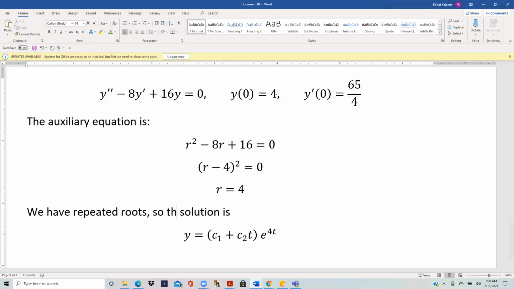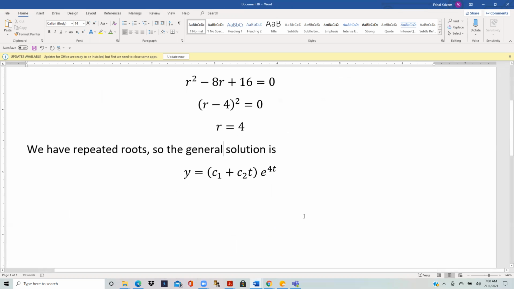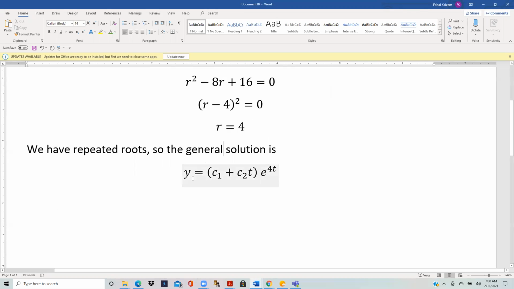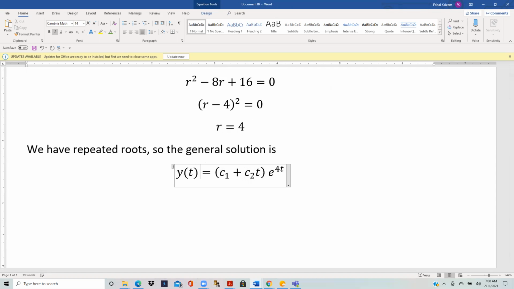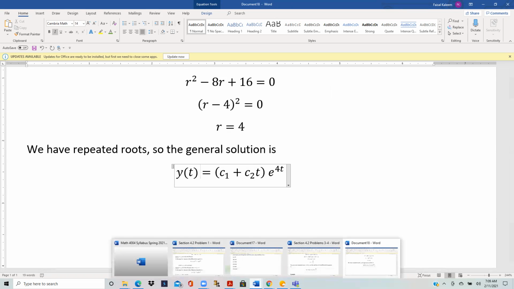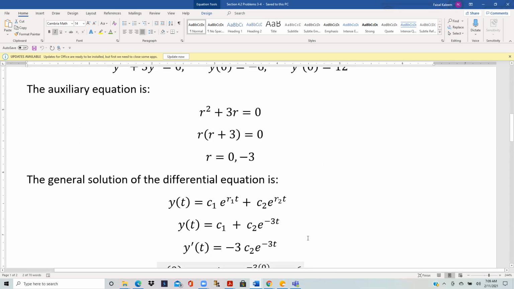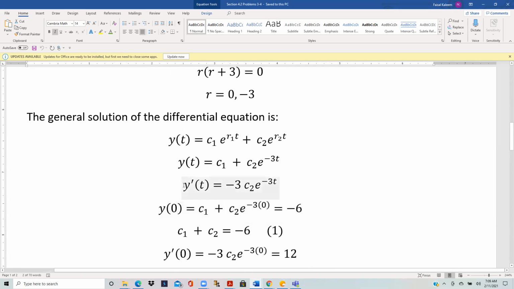So the general solution is, and now we use the initial conditions to get the constants. And since we also have a derivative involved, we'll also have to take the derivative of this. So this is y of t. And we also will need the derivative, y prime of t.